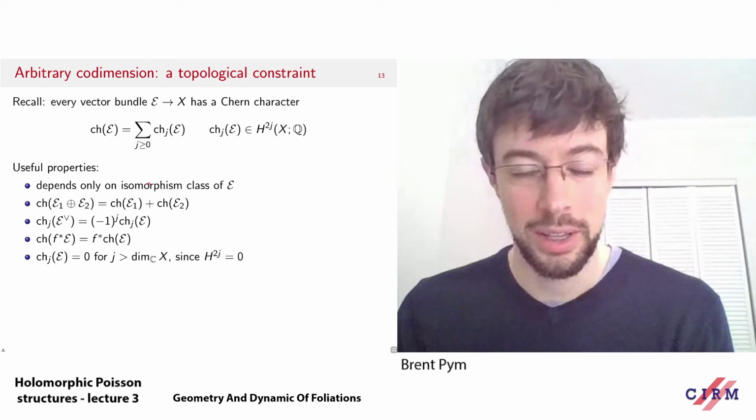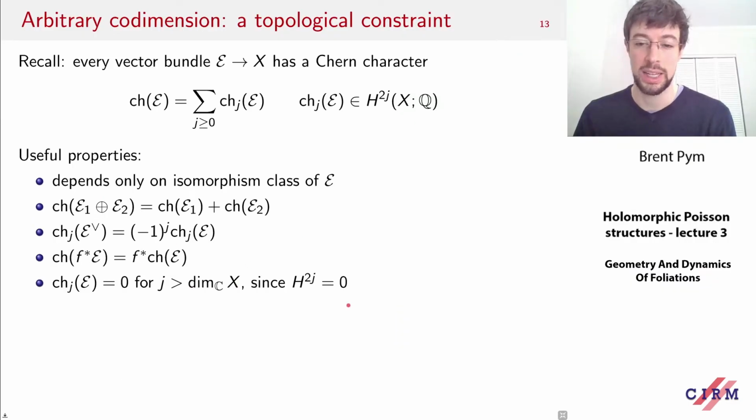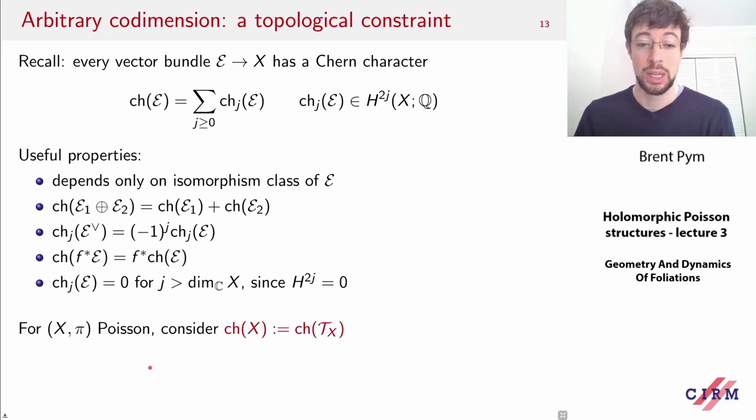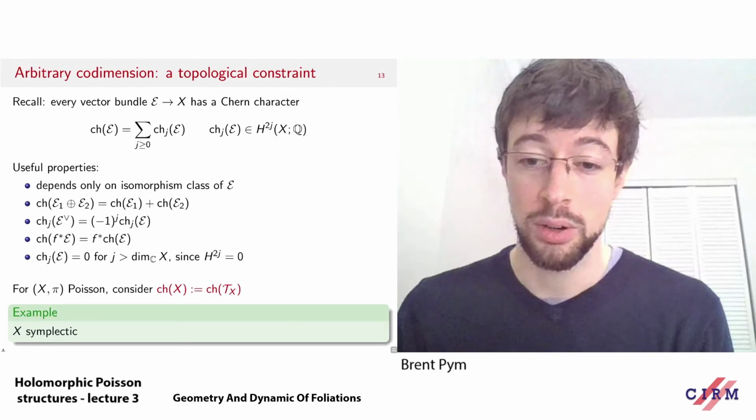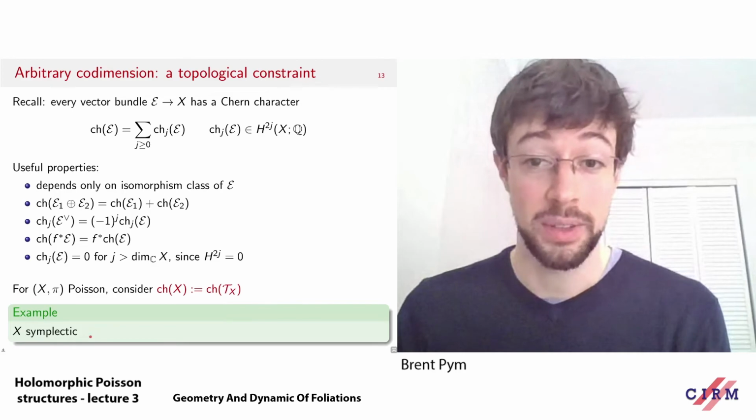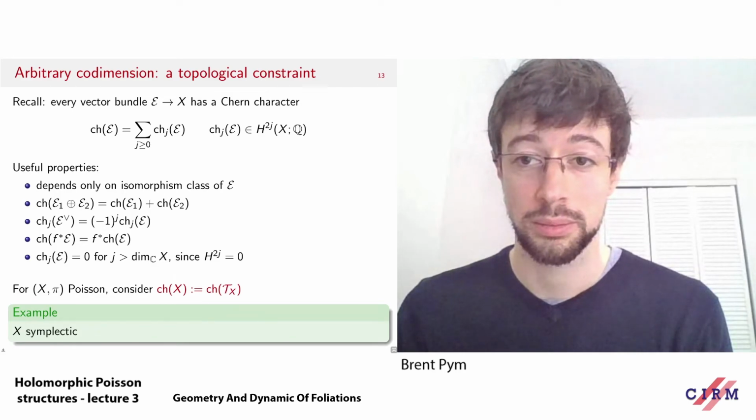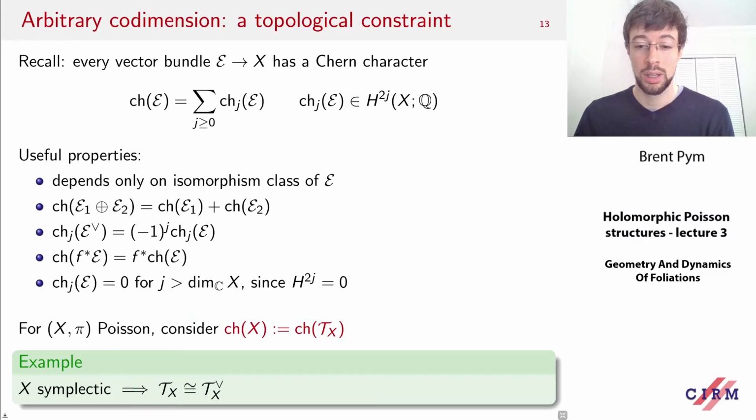So using these properties of the Chern character, I'm going to explain some constraints on the topology of X. I particularly want to consider the case of a holomorphic Poisson manifold, and I will want to look at the Chern character of its tangent bundle, which is typically abbreviated just by the Chern character of X. So for instance, let's consider the case of a symplectic manifold. Well, for a symplectic manifold, the Poisson structure is non-degenerate. It gives an isomorphism between the tangent bundle and the cotangent bundle.